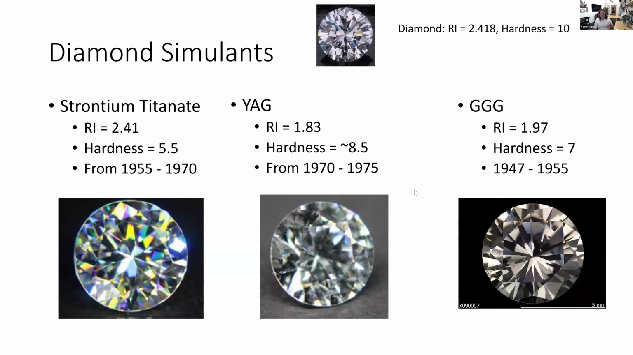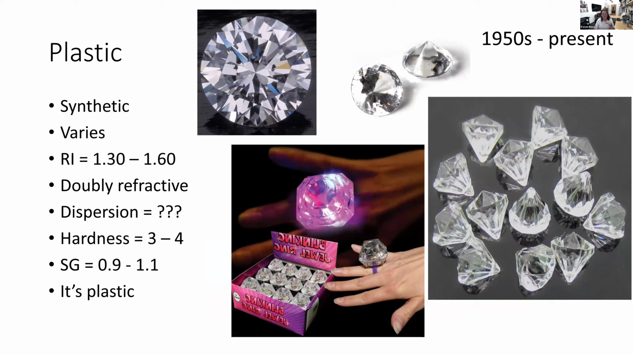Now, of course, during this time, we start using plastics, and I think you've all seen plastic diamonds before, probably familiar with these guys. It's plastic, so it's really easy to know what it is. But like the index of refraction is terrible. It's really soft. I mean, it's plastic, okay? But that's another diamond simulant.